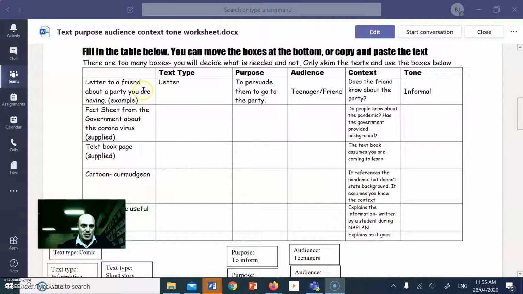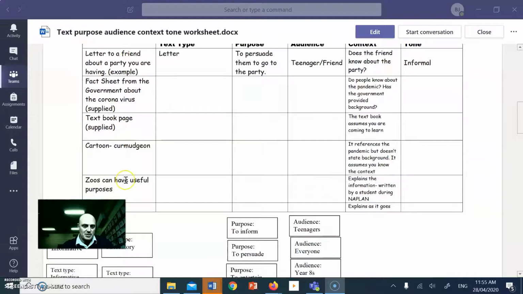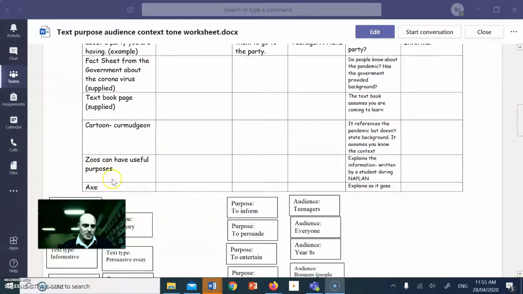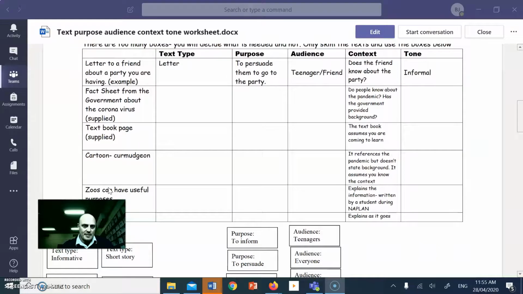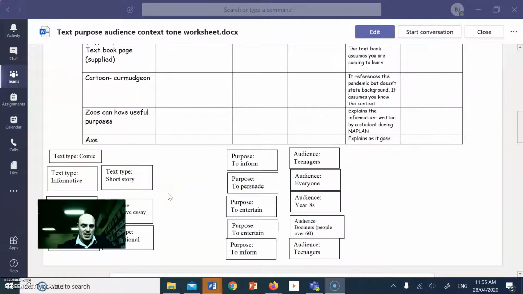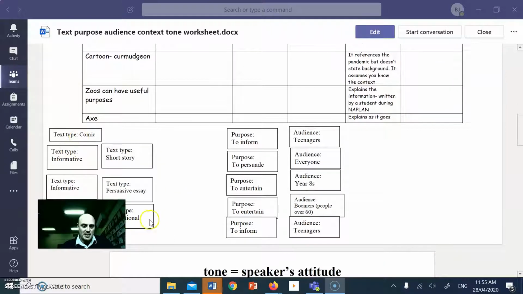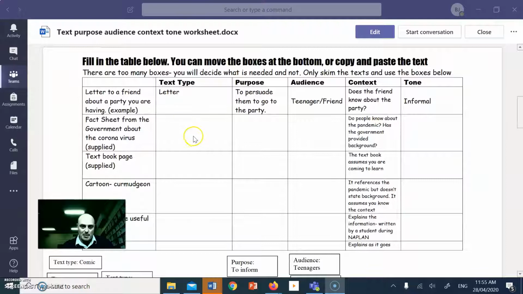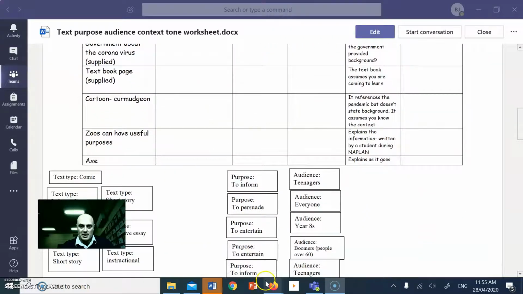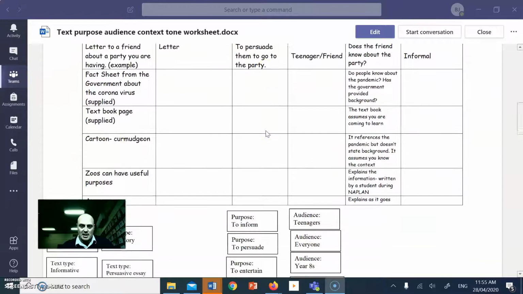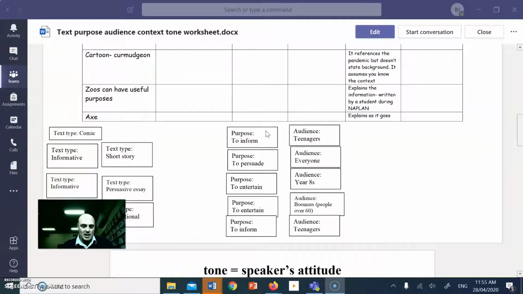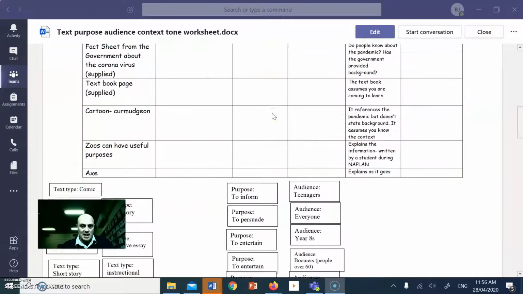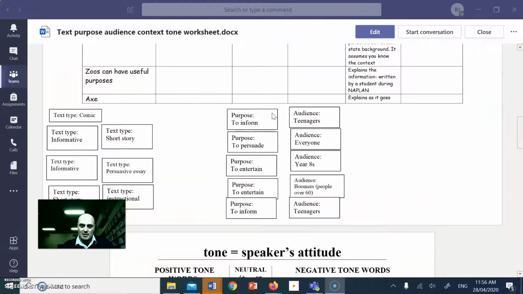All right, your job here is to fill in the table below. You've got to read these. These are all supplied. The cartoon, the zoos can have useful purposes. The acts, texts, these are all up on Google Classroom. Your job is to read through them. Tell me what type it is, okay? Drag those text boxes up into here. And then what's the purpose of it? Drag these text boxes up into here. Now, there might be more text boxes than there are texts. So you're going to need to really think about which ones you're leaving out.